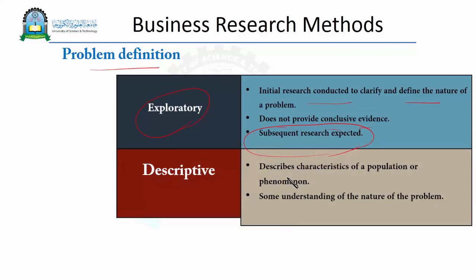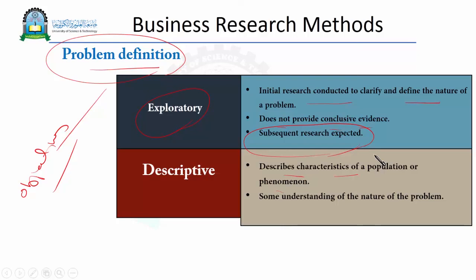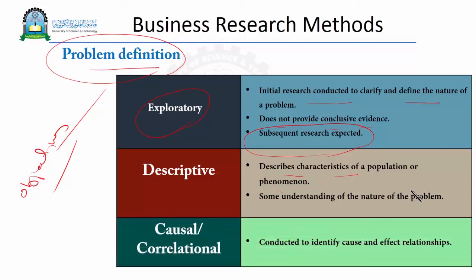another type of research in which we describe characteristics of the problem. Of course, this classification is related to the research objectives. So we describe characteristics of population and phenomena. Some understanding of the nature of the problem is there, but I am looking for some characteristics, looking at the environment. But again, this type of research needs another research to solve the problem.